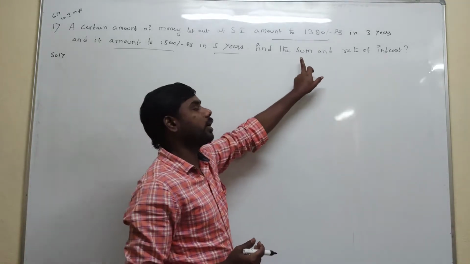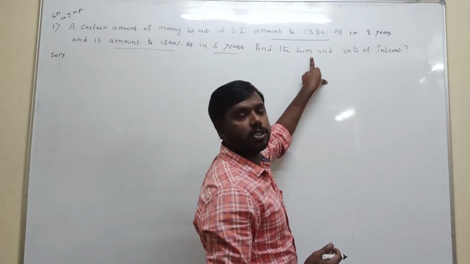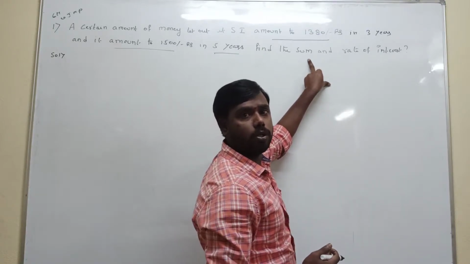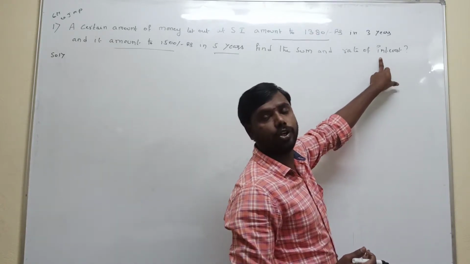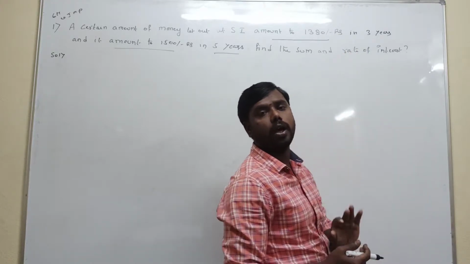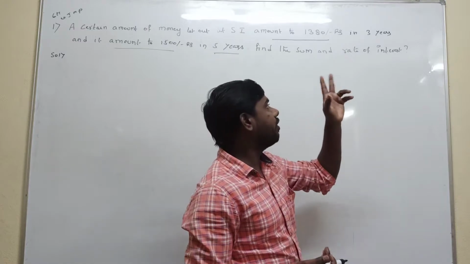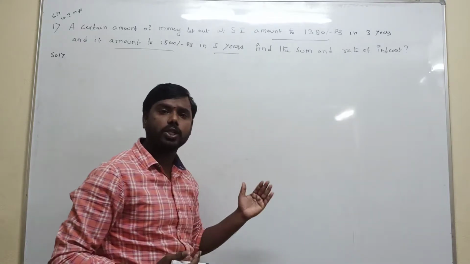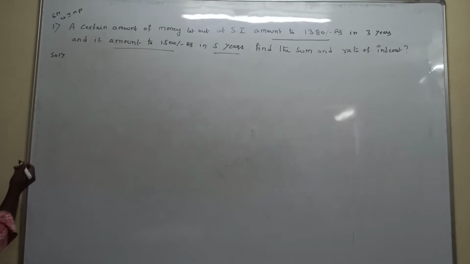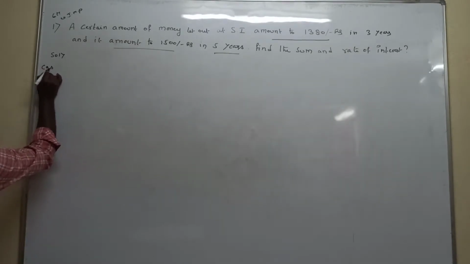We need to calculate the principal. Find the sum, which is nothing but the principal amount, and the rate of interest. We need to calculate the principal amount and the rate of interest. Because two total amounts are given with two different times, we are taking case 1 and case 2. See the solution. Case 1.